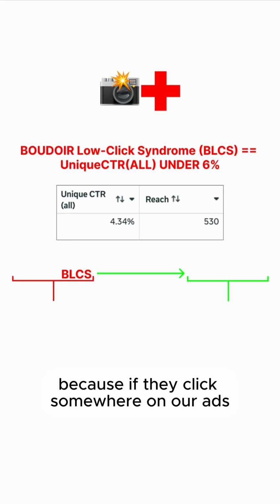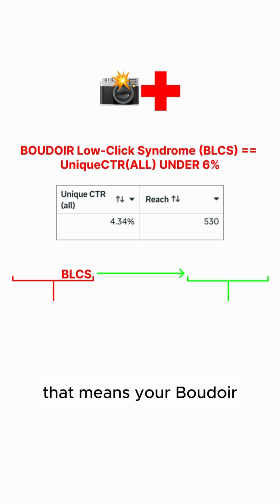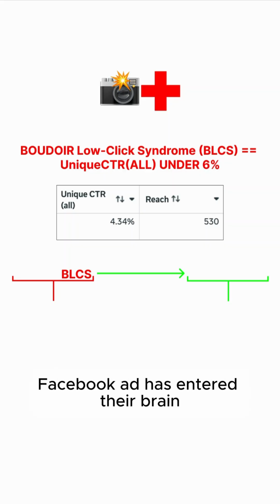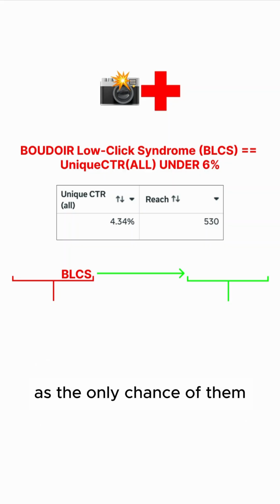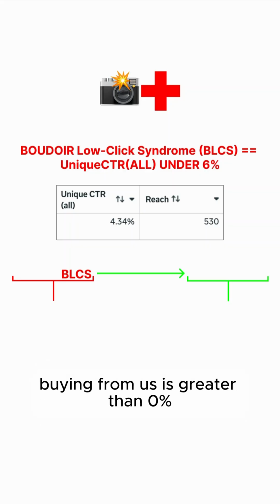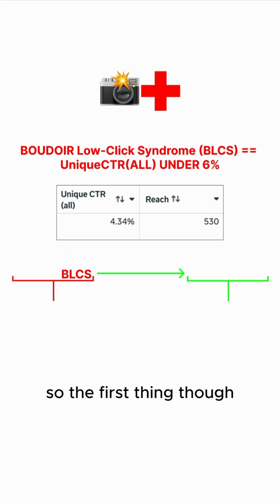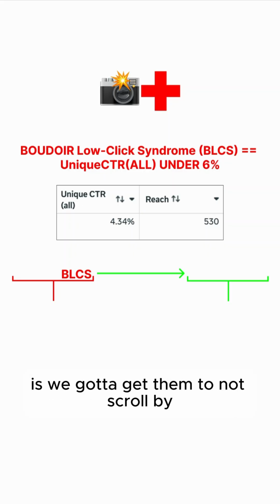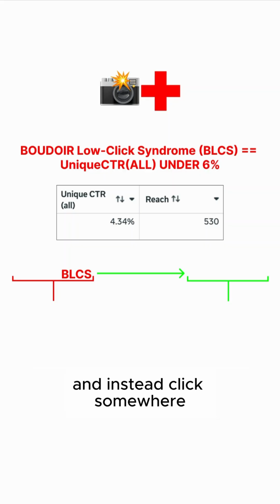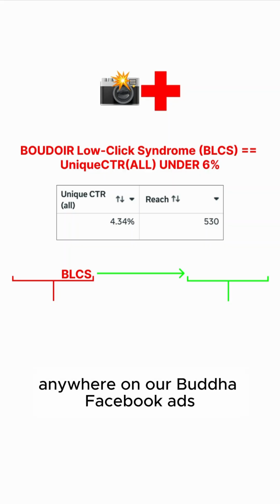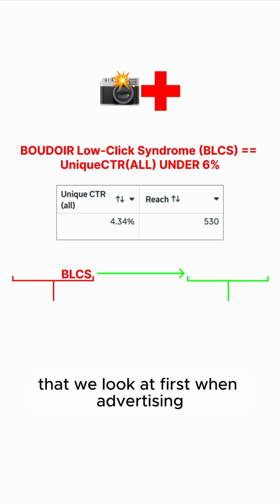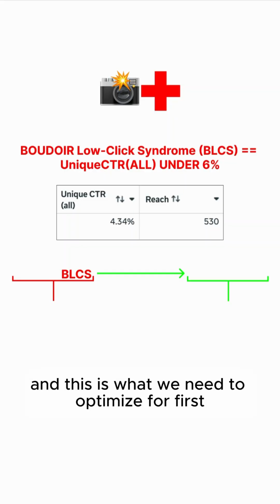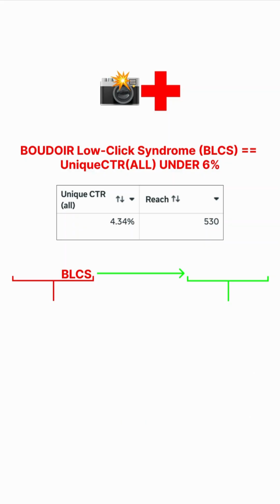And we care about this because if they click somewhere on our ads, that means your boudoir Facebook ad has entered their brain. And we care about that because if our boudoir Facebook ad enters their brain, that's the only chance of them buying from us being greater than 0%. So the first thing, though, is we gotta get them to not scroll by and instead click somewhere, anywhere on our boudoir Facebook ad. So this is the most important metric that we look at first when advertising, and this is what we need to optimize for first. It's kind of the highest leverage activity we can do for all of advertising.